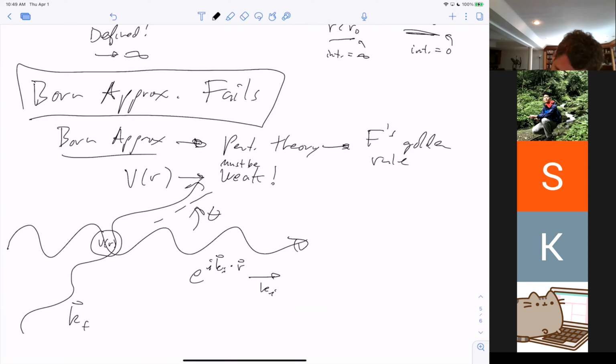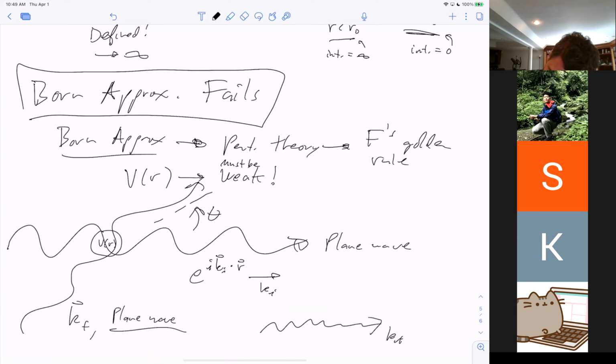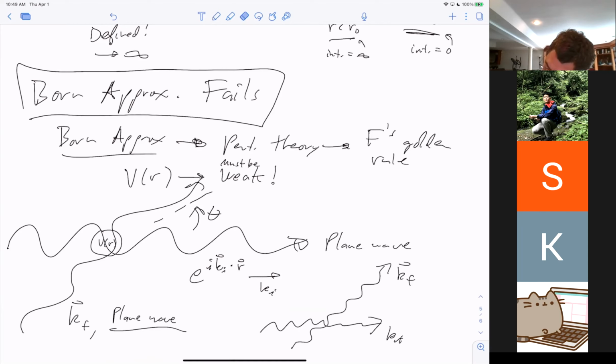And so this is a plane wave. My final state is a plane wave, and my incident state is a plane wave. And so basically I have one plane wave going like that, transitioning into another plane wave going like that. That's what I meant to draw. You see what I'm saying? Where this is the angle theta between them. That's what the Born approximation is telling us. Go from plane wave state, and then we have transitions to boom, another plane wave state. And in this case, that fails.